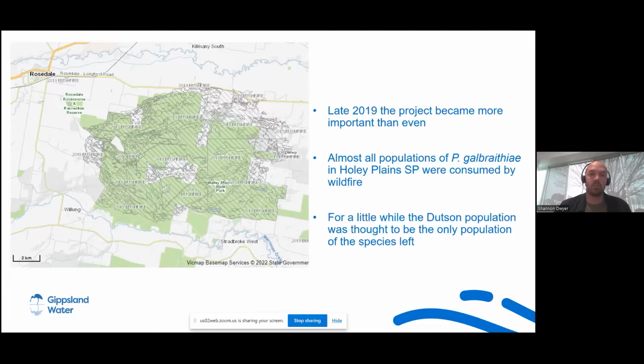It was a fire in the middle of summer, quite hot, so it could have consumed the seed in the soil. So for a while, the Dutson population was thought to be the only population of the species left. So now we're talking about less than 200 plants potentially left in the wild. So the success of this translocation project became a bit more important to make sure we could make it work.